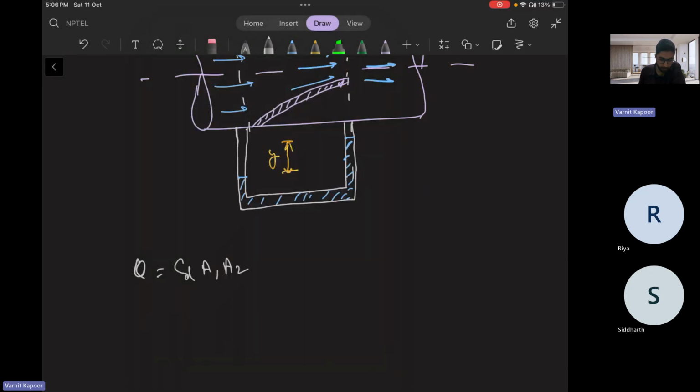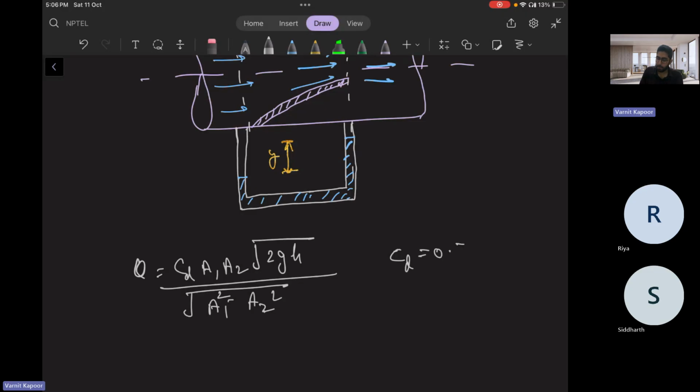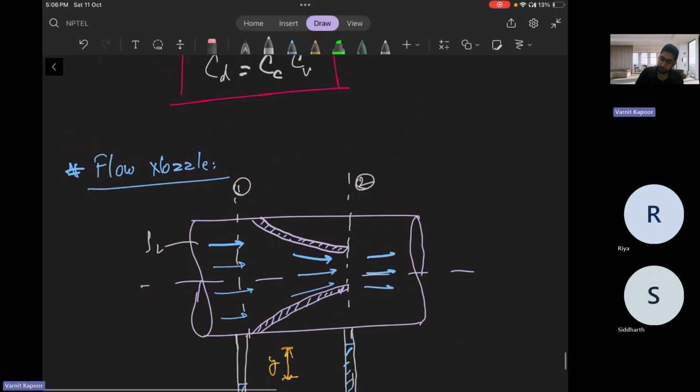CD A1 A2 under root of root 2gH by A1 square minus A2 square. And the value of CD is somewhere around 0.7 to 0.74. Okay. This is the approximated value. And this is a bell-shaped kind of scenario, bell-shaped.